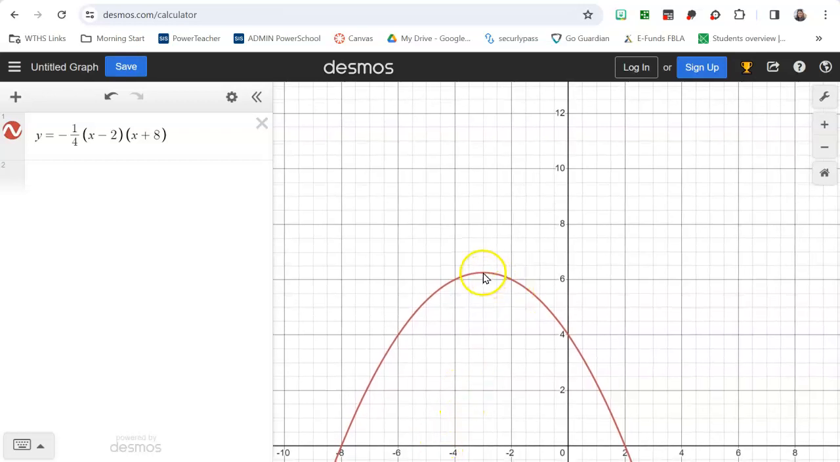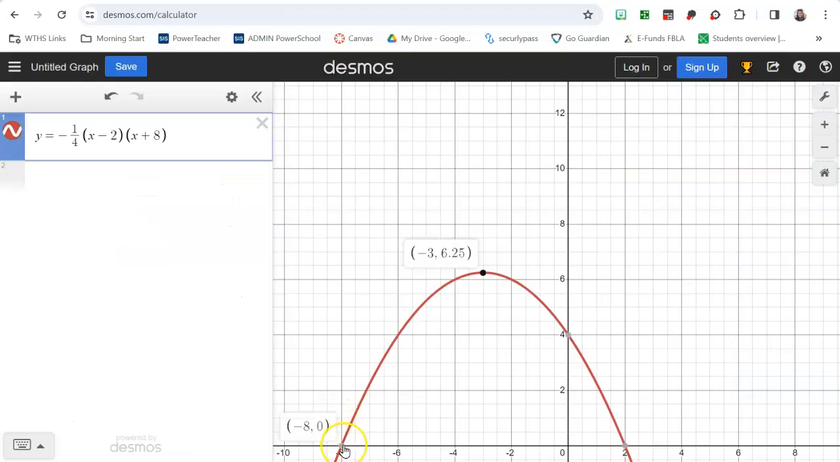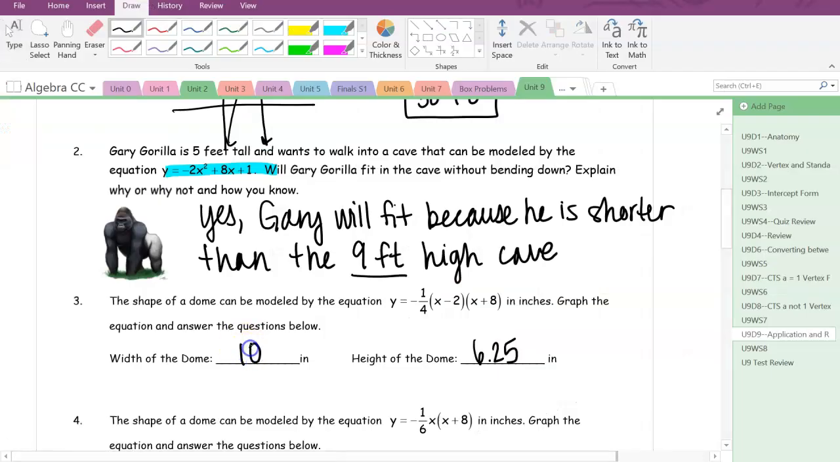So for our height, we know we can find our vertex, and our height will be 6.25, and it looks like this is in inches. But for our width, we're going to have to look from x-intercept to x-intercept. All right, and you can count the spaces if you want, but you're going from -8 all the way to 2. All right, so from -8 to 0 is 8 units. And from 0 to 2 is 2 more units, and so that will be 10 units or 10 inches altogether.